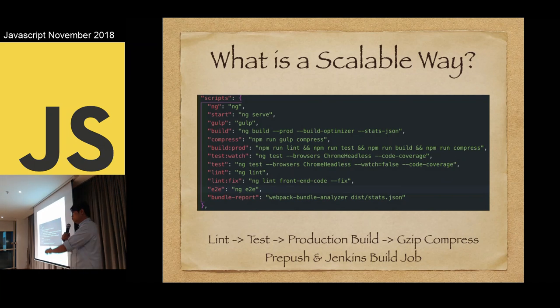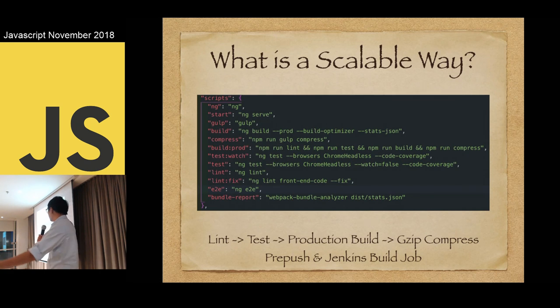And we put the linter and the testing process in the pre-push script. So every developer that wants to push code to the development branch or their own branch has to pass the linter and the testing as well. If they don't pass the linter and the testing, they cannot push. We already have the pre-push flag in there, and we also have this process in the Jenkins build job.